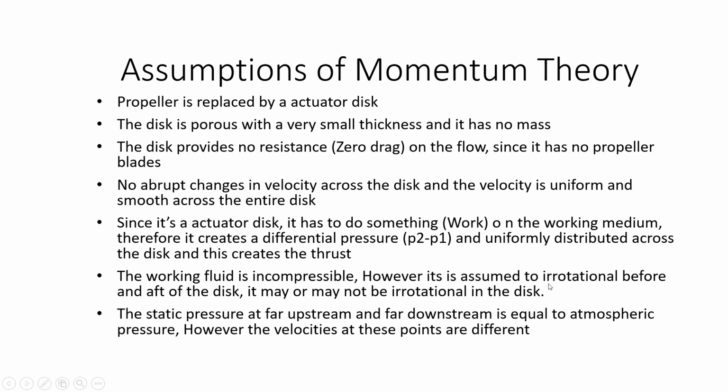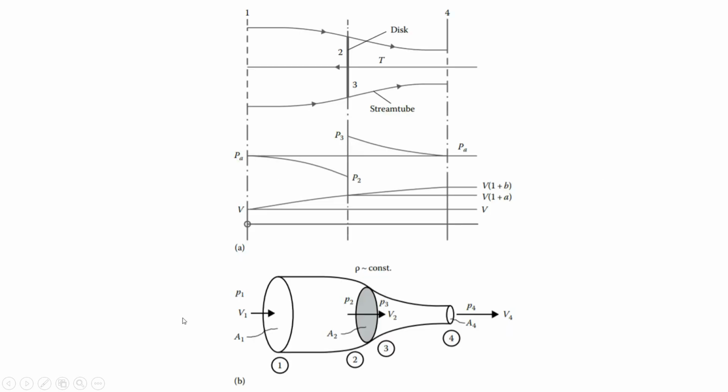However, it is assumed to be irrotational before and aft of the disc. It may or may not have any rotation in the disc itself. And the static pressure at far upstream and far downstream is equal to the atmospheric pressure. However, the velocities at these points are different. I'll show you this point in the graph.